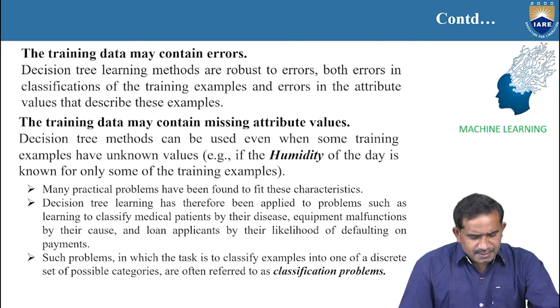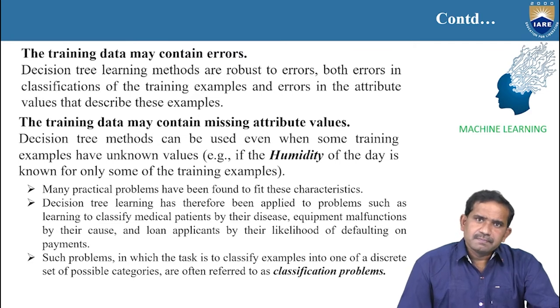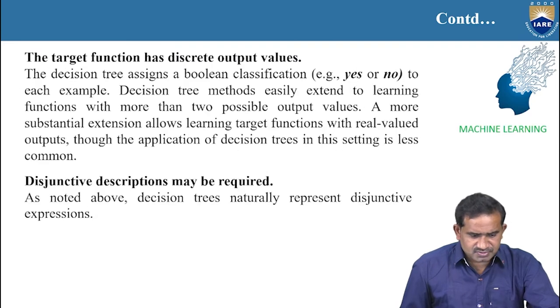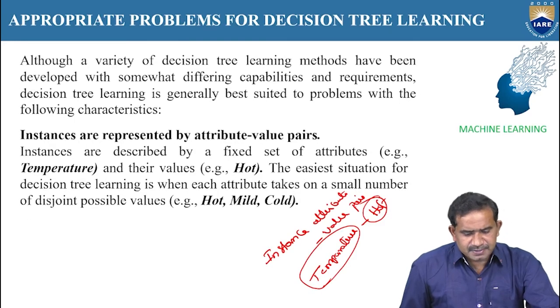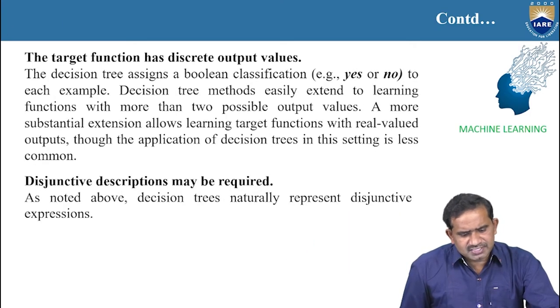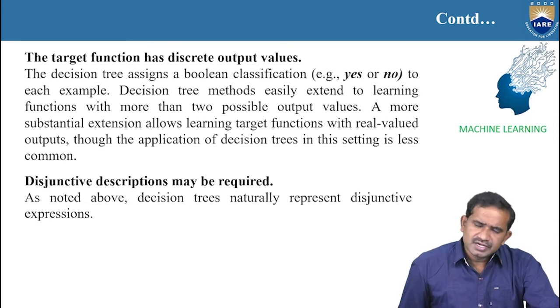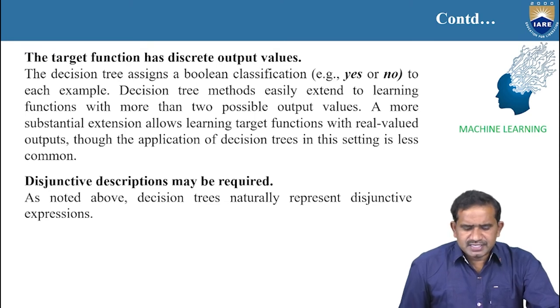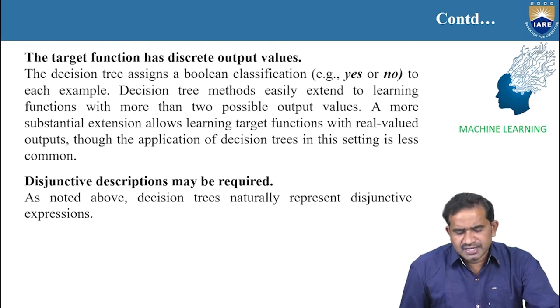Right. Many practical problems have been found to fit these characteristics. Among these five characteristics, the first one is that instances are represented by attribute value pairs, meaning it has attributes as well as attribute values. Next, the target function has discrete output values, for example yes or no, meaning classified. And disjunctive descriptions may be required, because decision tree representation makes such descriptions easy.